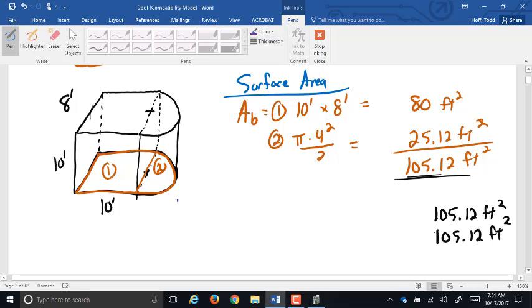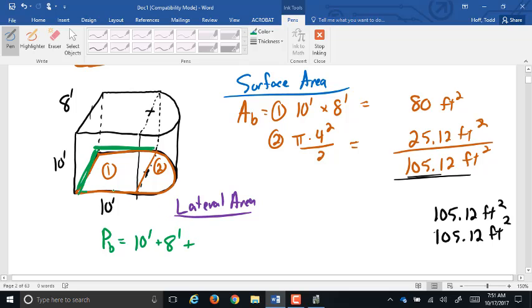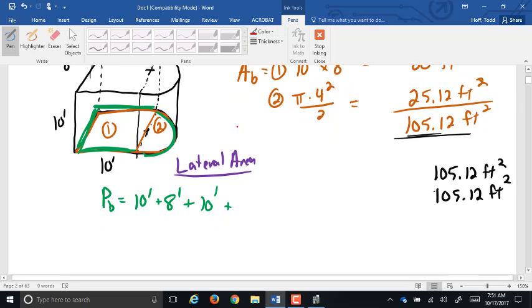Now for the lateral area, the big thing we need to know, of course, is the perimeter of the base. Well, we've got this is 10 feet. This is 8 feet. This is 10 feet. We need to know this. That is going to be half of the circumference of a circle, right? Pi times diameter, pi times 8 divided by 2, which is 12.56.